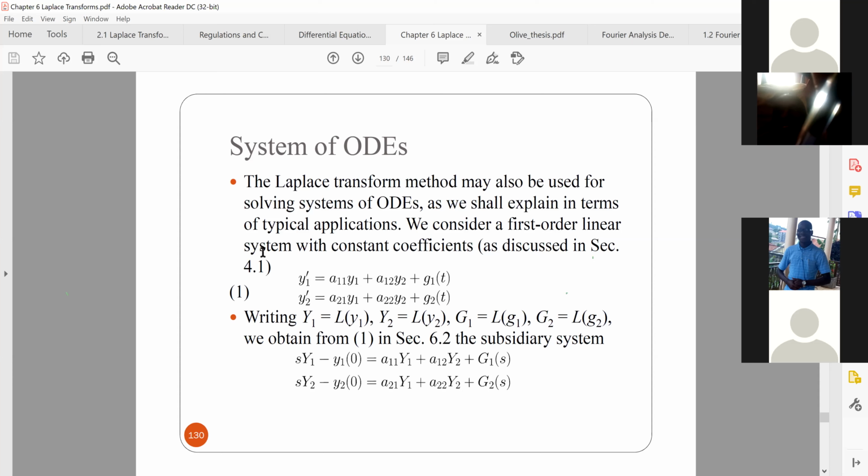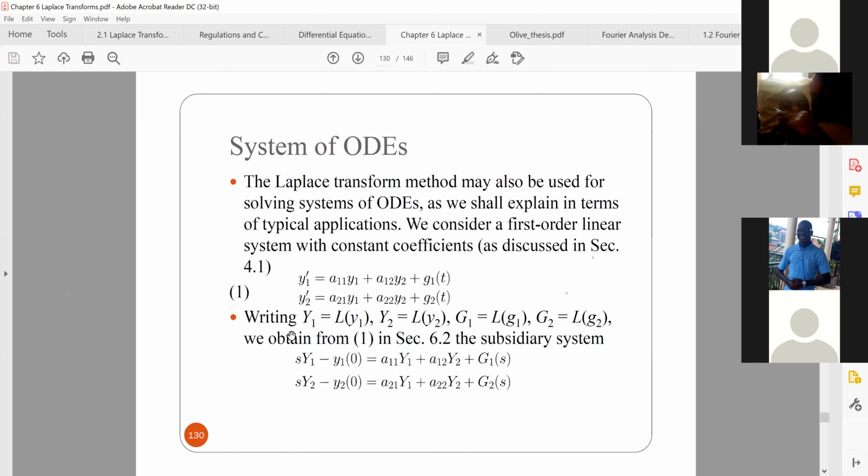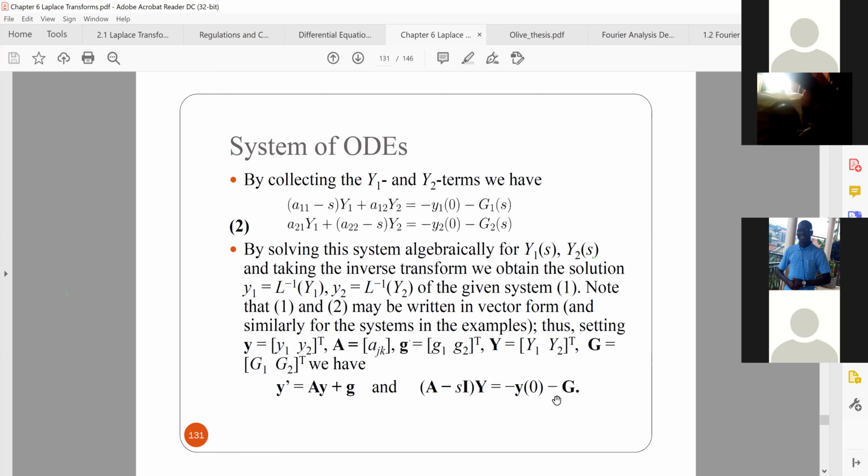So what we do is take the Laplace transform of everything. We denote the Laplace transform of y1 by capital Y1, y2 by capital Y2, g1 by this, g2 by this, and then expand. We know what the Laplace transform of the first derivative is. It's going to have this format. Then the Laplace transform of all these will be that, and also that. Again, we collect like terms and end up with these two equations. And solving the way we solve simultaneous equations, we can solve this and end up with the required solution.